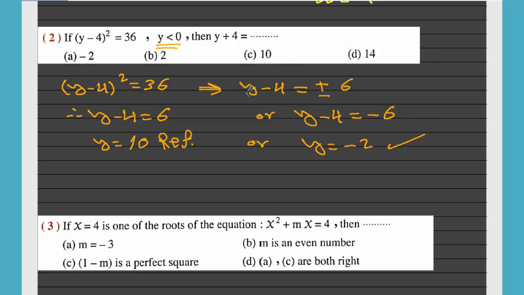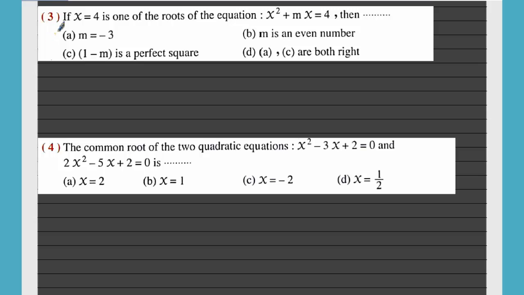The required here is to find y plus 4. So y plus 4 equals negative 2 plus 4, which equals 2. And we choose letter B. Next question, question number 3.